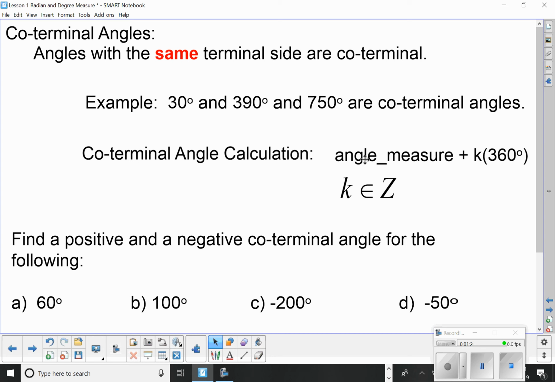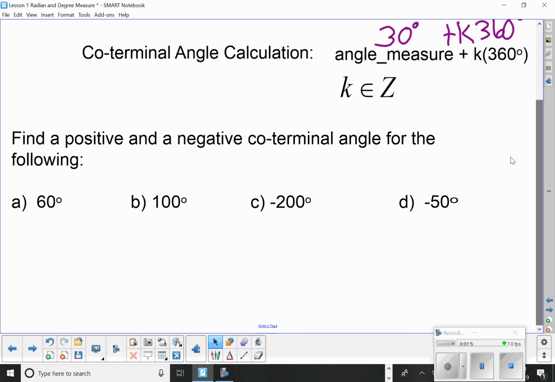Well, that simply means your angle measure, in this case, 30 degrees plus, and then you just put k or n or whatever, 360 degrees, where k is some integer. It could be going around once. It could be going around negative once. Whatever it is, it's going all the way around the circle some number of times. That's what coterminal is.